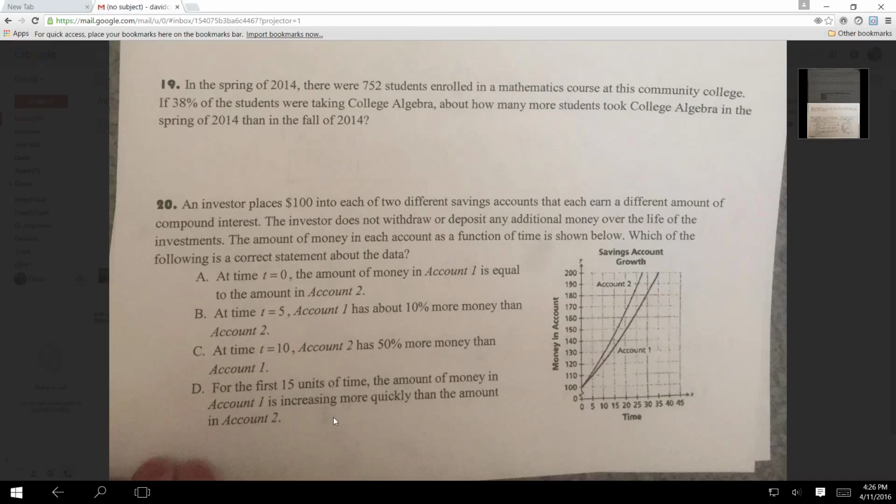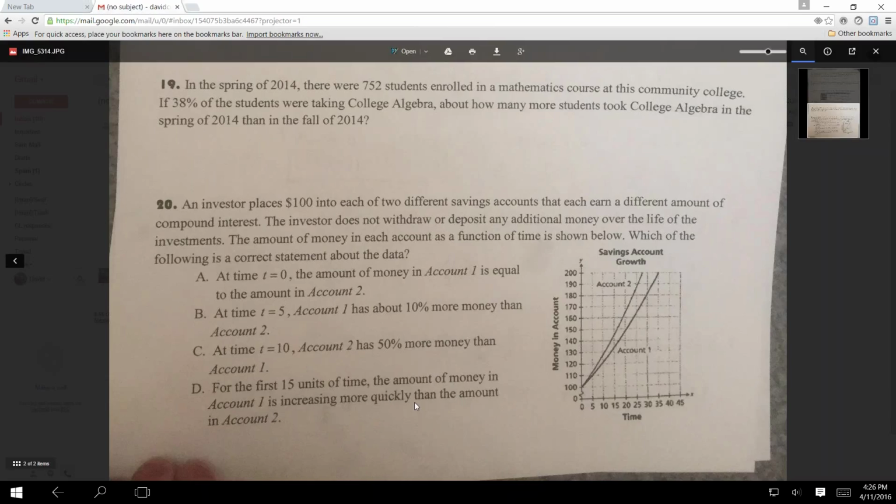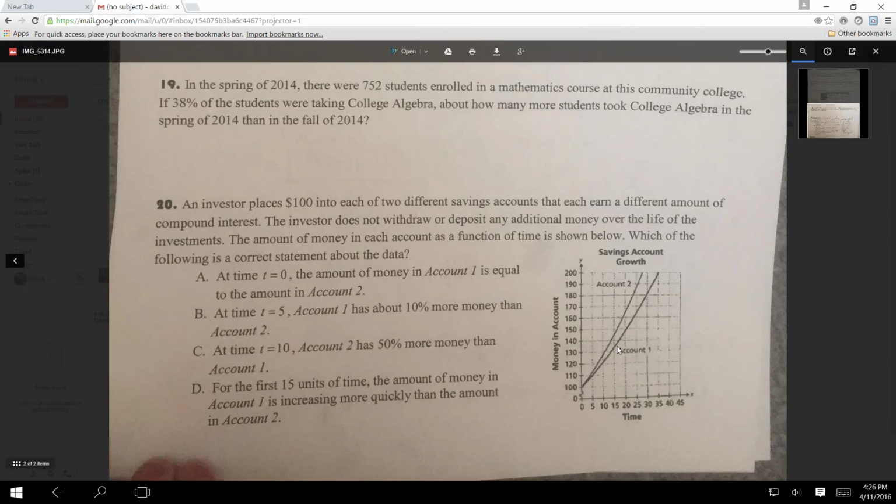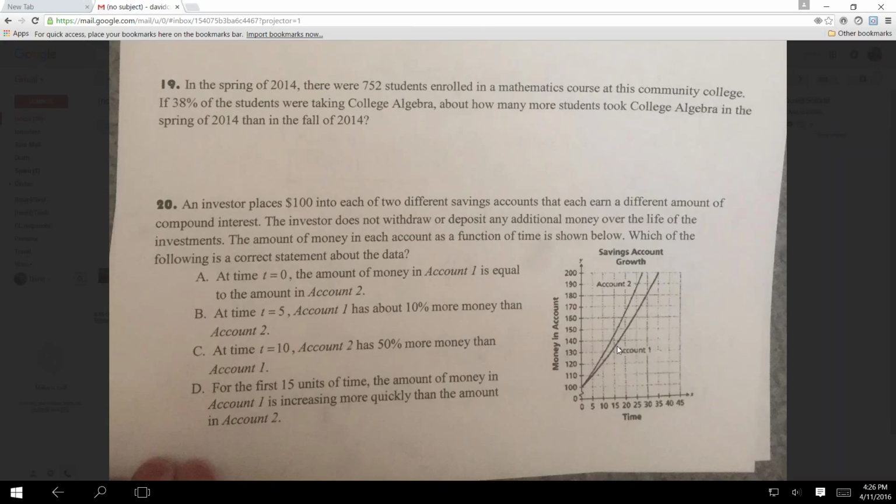And finally, for D, for the first 15 units of time, the amount of money in account 1 is increasing more quickly than account 2. Well, that's pretty crazy. We can see from the two curves that account 2 is always the best one. There's no point in time where account 1 is doing better than account 2. There's only one place where they're equal, and that's at the start, when they both had $100 put in them.